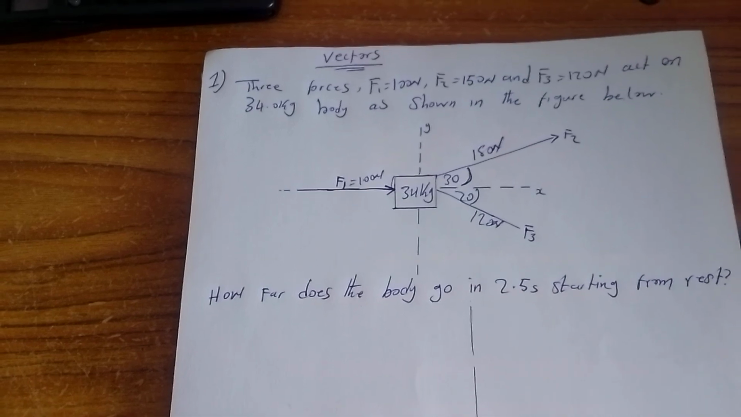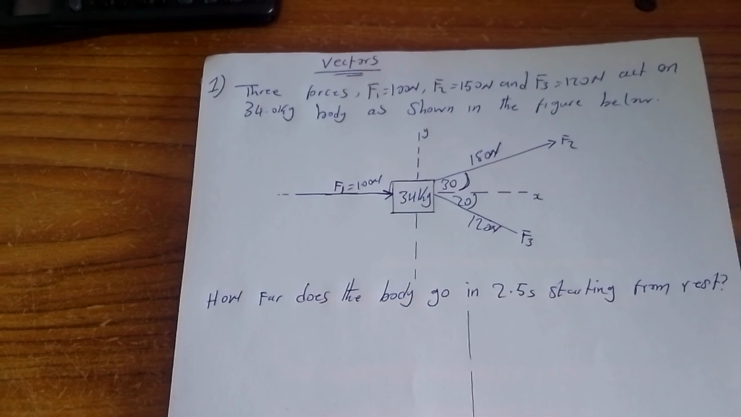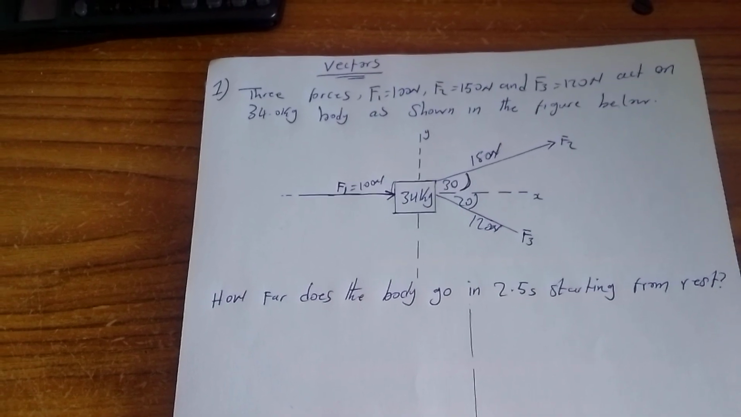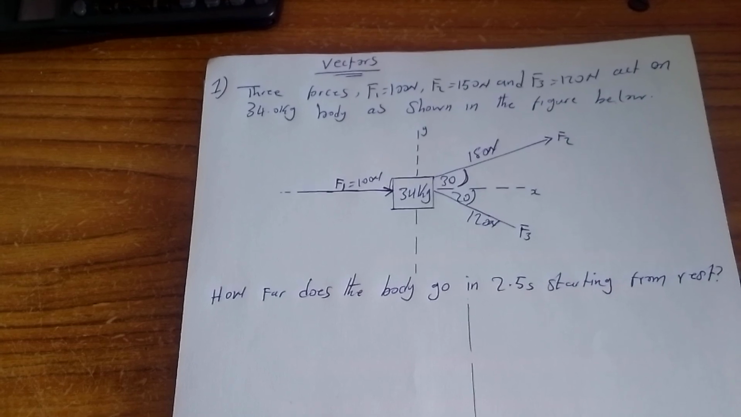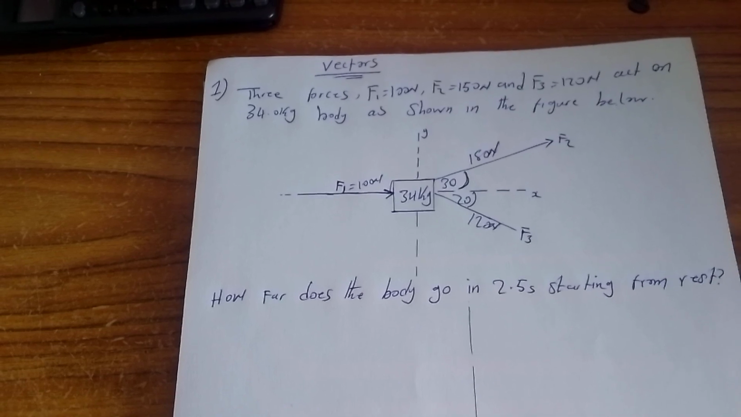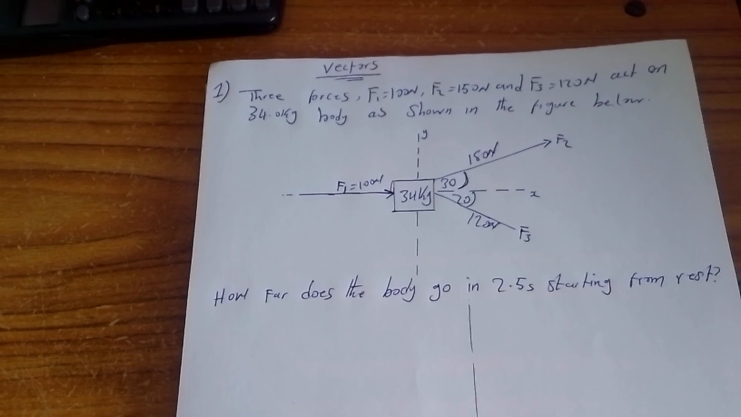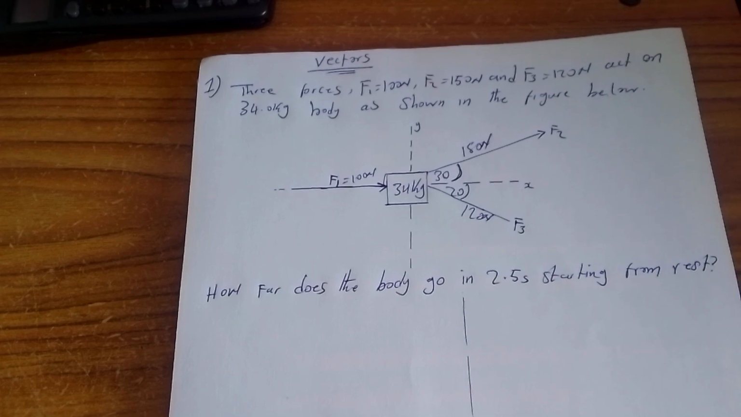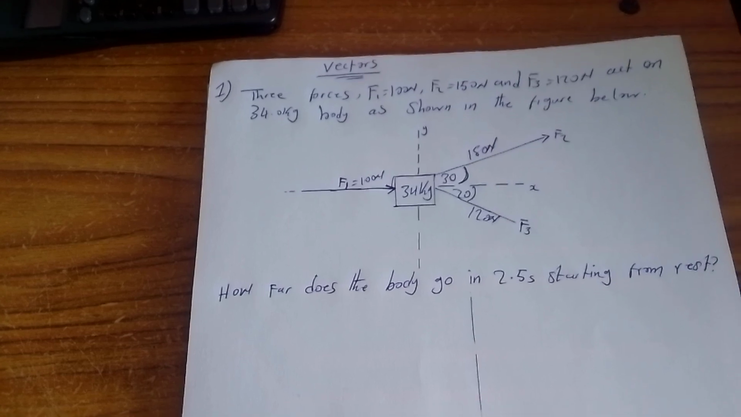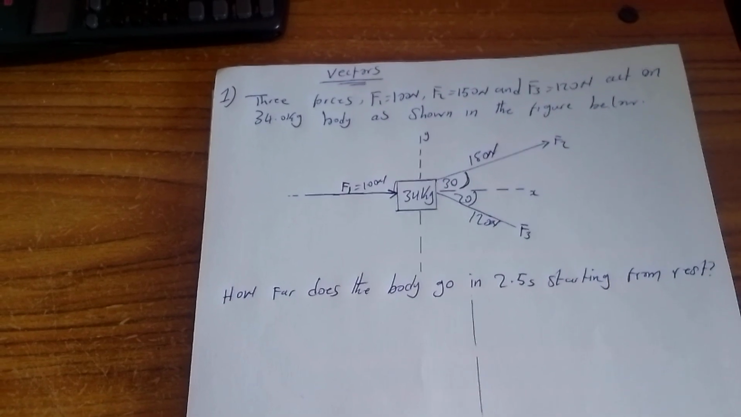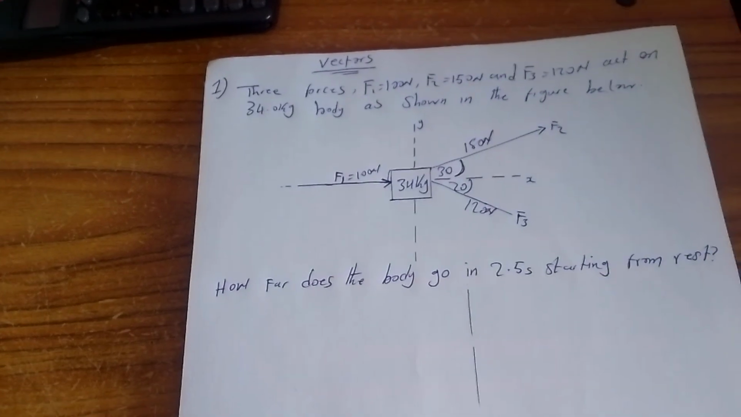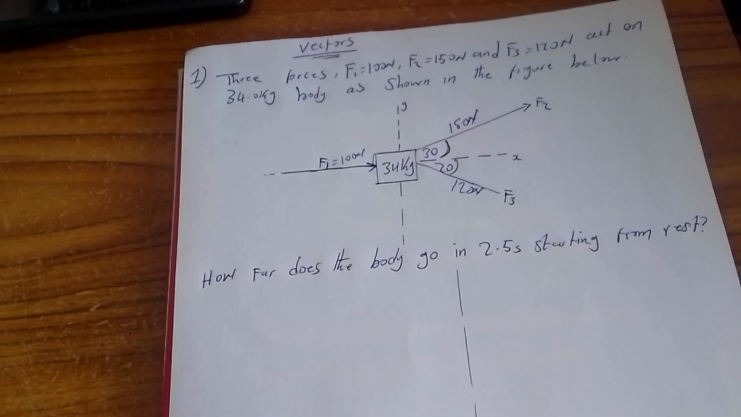So the method that we're going to use is the resolution of vectors to find the resultant force. The resultant force is the one which will put this body into motion. So we are going to find the resultant force, because we have been given the mass and the time. When we find the resultant force, we can find the acceleration using Newton's second law of motion. So let's try to see what we can do.